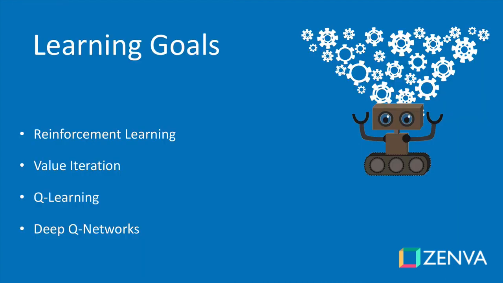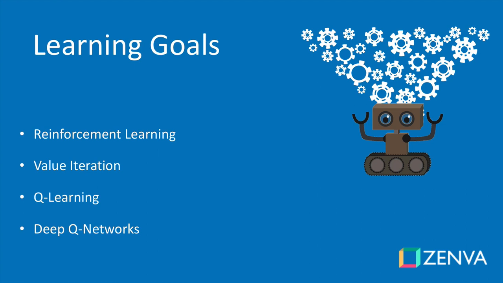So some of the learning goals that we're going to be discussing throughout this course is we're first going to introduce the concept of reinforcement learning. What is reinforcement learning? And what is this notion of a game? How do we define a game so that we can build algorithms to help solve it?